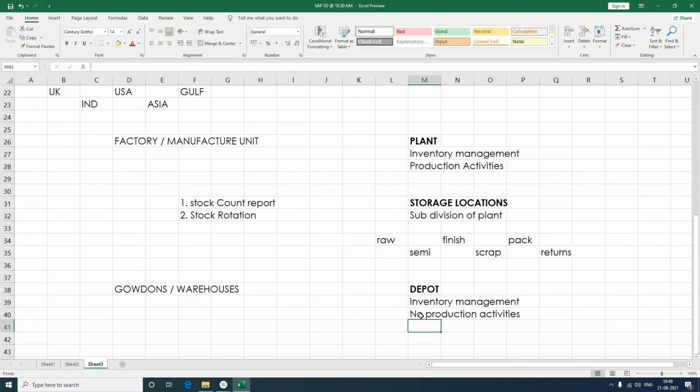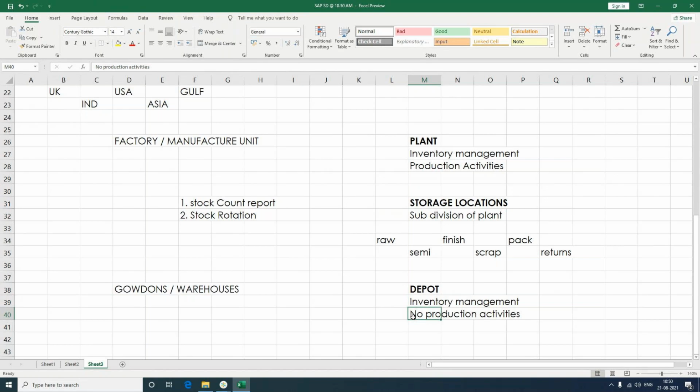You need to know the difference between the plant and the depot. In a plant, both activities are executed. In a depot, purely inventory management. We use it for storage, not for any other purpose. No production. We don't do any kind of production over here.